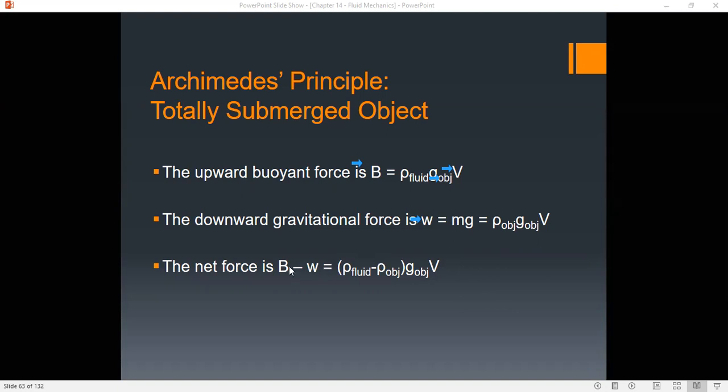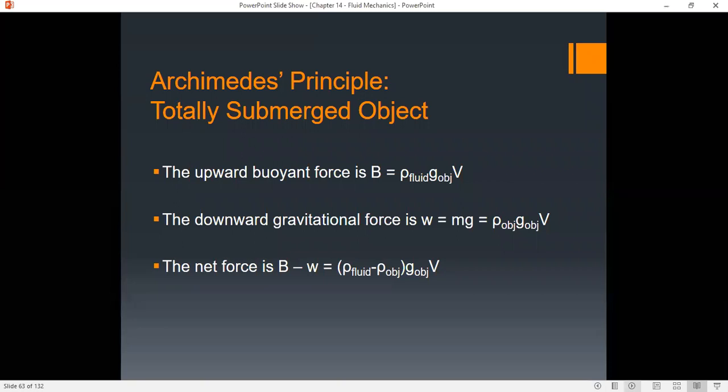So the net force, whenever we look at a completely submerged object, is going to be the difference in the density times the acceleration of gravity times the volume of the object. Quite honestly, if the fluid is denser than the object, it's going to float toward the surface. The buoyant force will exceed the weight. If the fluid and the object are the same density, we call this neutral buoyancy, the object will stay submerged, but barely, okay? And obviously, if the object is denser, it's going to sink because the weight is going to be greater than the buoyant force itself.